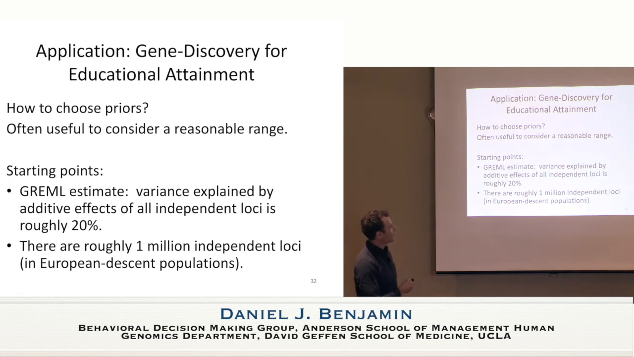I'm going to take as starting points an estimate of the variance explained by the additive effects of the measured SNPs, a GREML estimate. This is something that Patrick's going to talk about later. It's a kind of heritability estimate for the measured SNPs. For educational attainment, we generally get around 20% for that number. And I'm going to use the fact that there are about 1 million independent SNPs in genome-wide data in European ancestry samples.